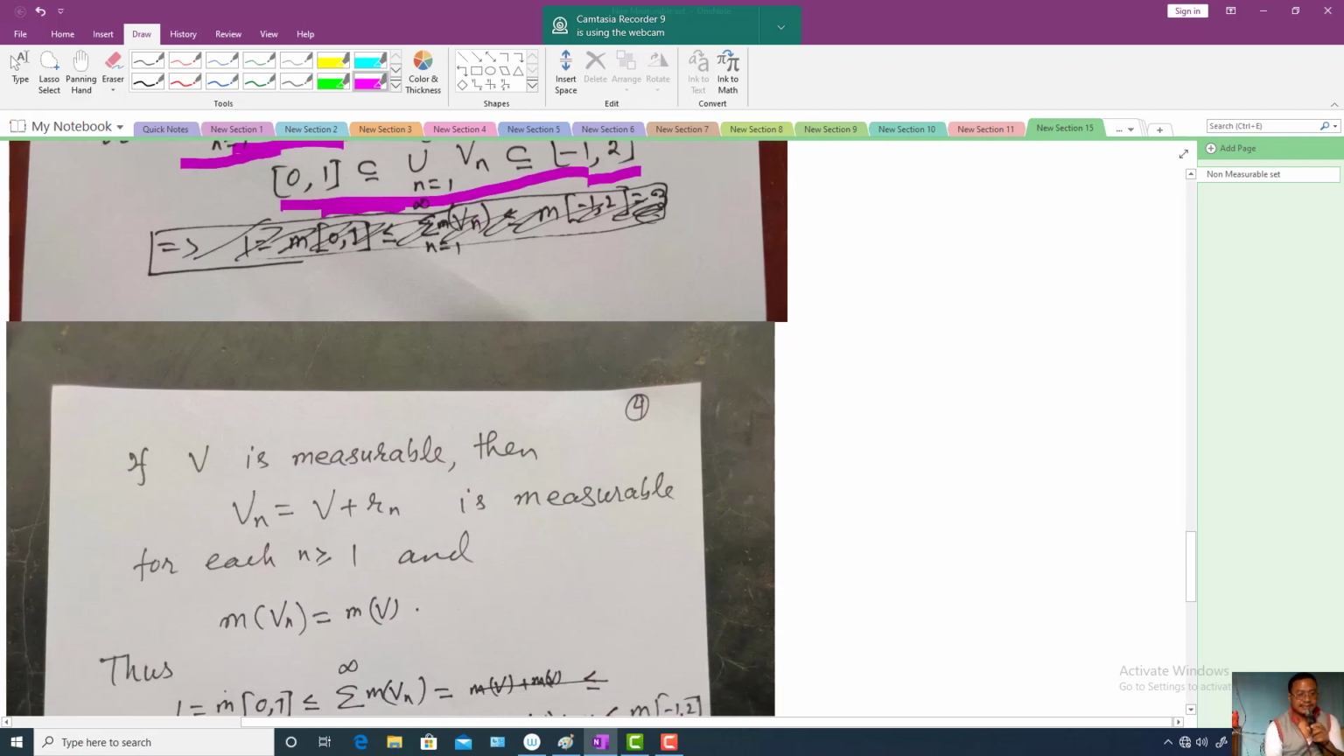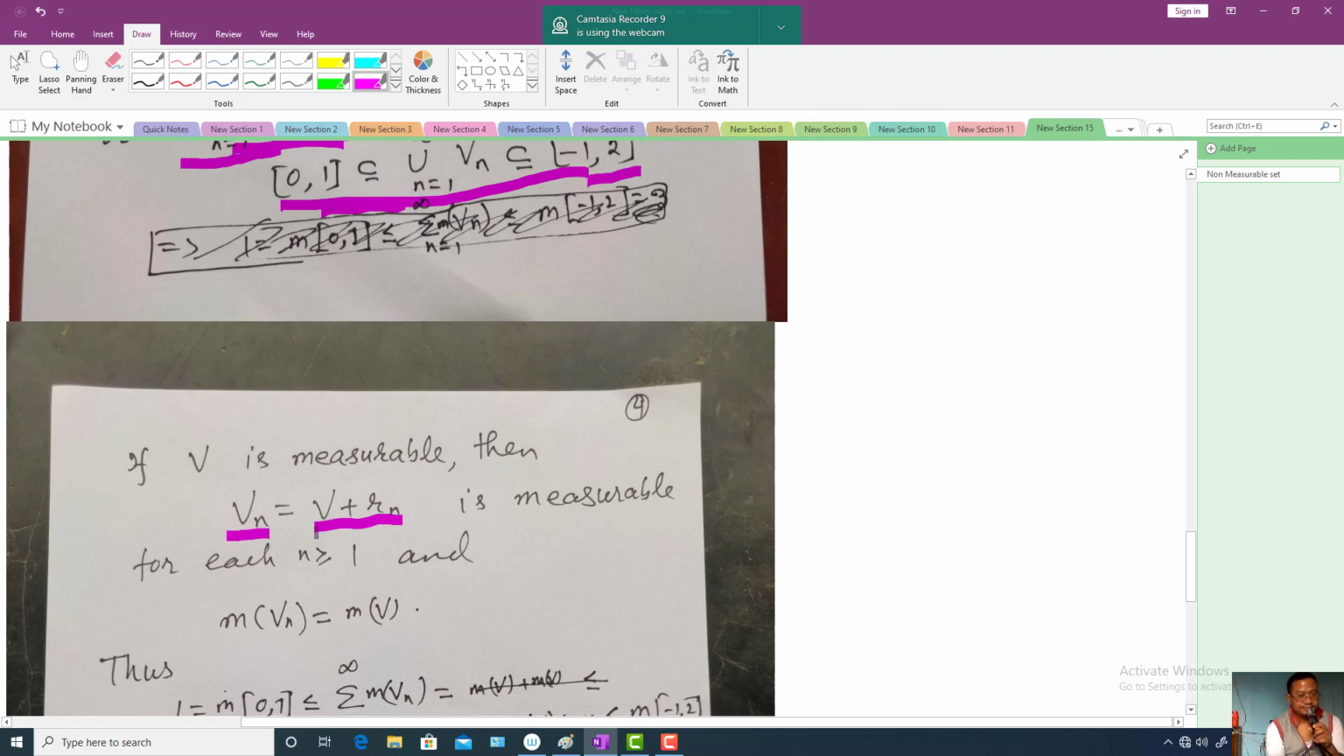So then, if V is measurable, just before doing this theorem, we proved one small result. If V is measurable, what happened? By that theorem, V plus Rn is also measurable for every real number, and Rn is a real number. If V is measurable, V plus Rn is measurable, and the measure of V plus Rn is exactly equal to the measure of V.